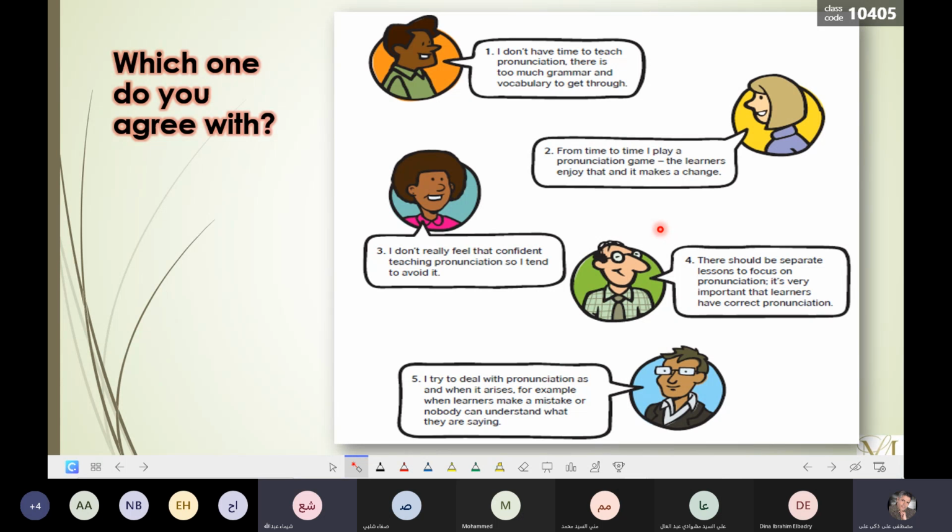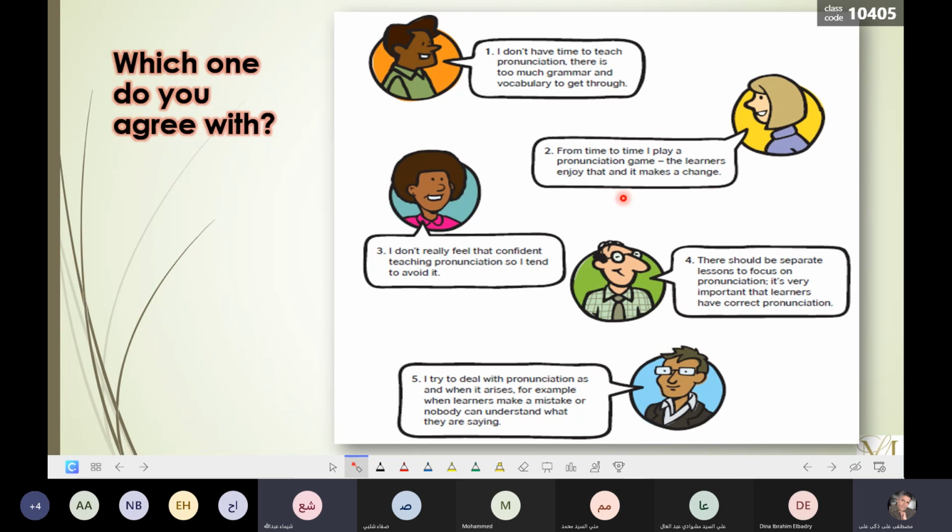I agree with number 2, but especially with the young learners. From time to time, play a pronunciation game. They enjoy that. It makes a change. It will be so enjoyable with the young learners. And I think that practicing pronunciation is very important.